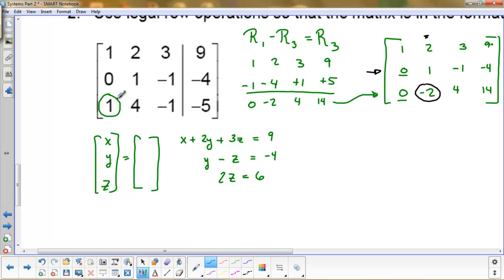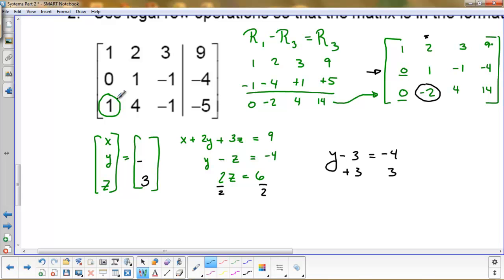So what I've done here is I've gone ahead and looked at it in terms of what it would look like if the variables were back in place, because sometimes it gets a little bit confusing if I'm just using numbers. So you'll notice here that what I've got is 2z equals 6. I need to divide both sides by 2, and that gives me the value of z, which is 3.